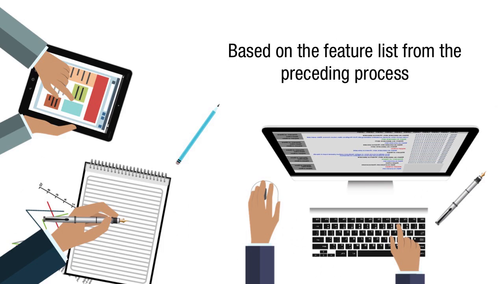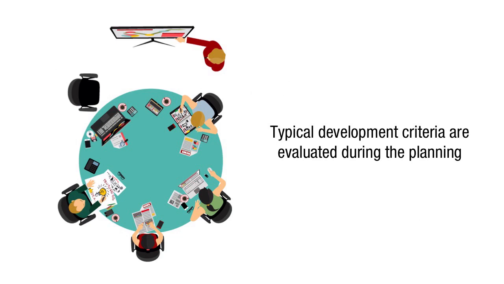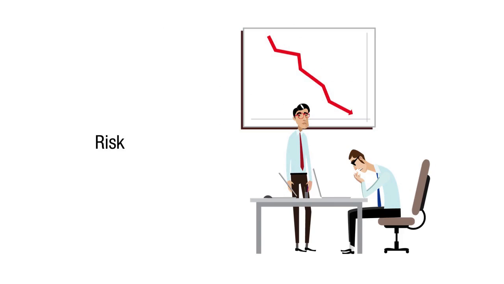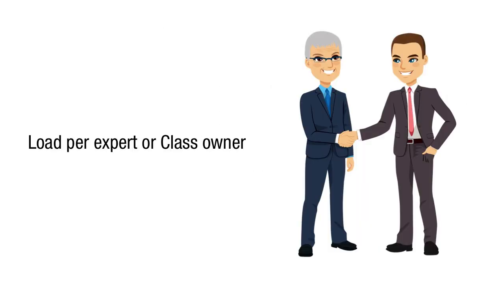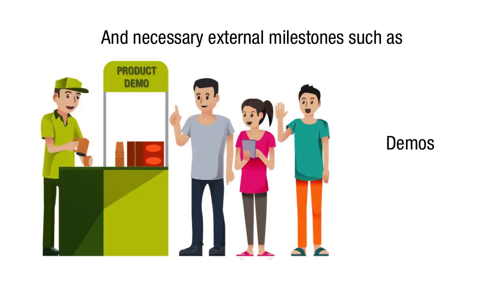Based on the feature list from the preceding process, the planning team sets a date, a year, and a month for the completion of each feature set. Typical development criteria are evaluated during the planning, such as complexity, risk, feature dependencies, load per expert, and necessary external milestones such as beta releases, demos, and so on.